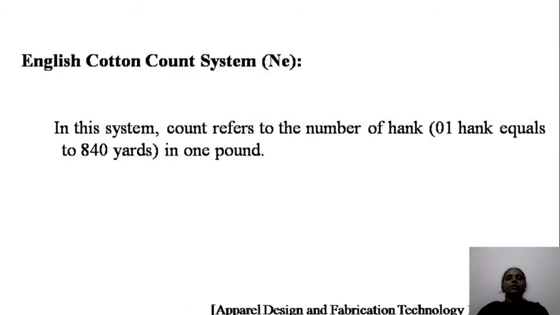Indirect system: the English cotton count system, expressed in terms of NE. It is the English cotton system, and it comes under the indirect system. In this system, count refers to the number of hanks. One hank is equal to 840 yards in 1 pound. So here the length will be varying, but the weight is fixed.